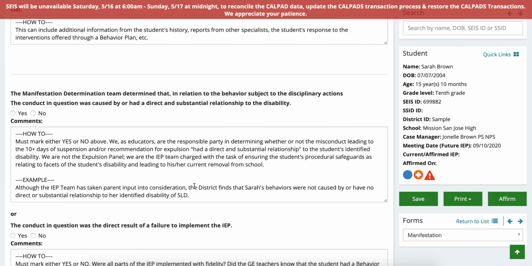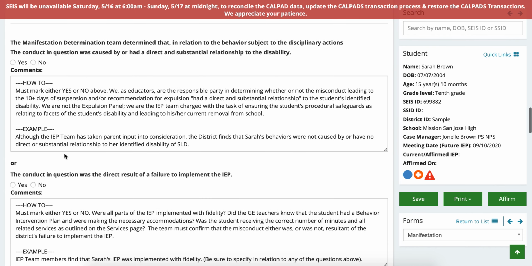And there's a second question. The conduct in question was a direct result of a failure to implement the IEP. So you're either going to mark yes or no. Were all parts of the IEP implemented with fidelity? Did the general education teachers know that the student had a behavior intervention plan or a behavior goal? And were they making any of the necessary accommodations built into the IEP? Was the student receiving the correct number of minutes? All of their related services as outlined on the service page?